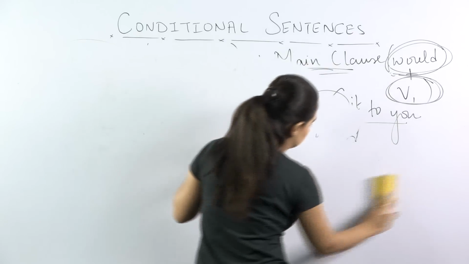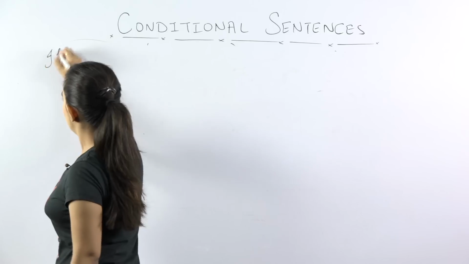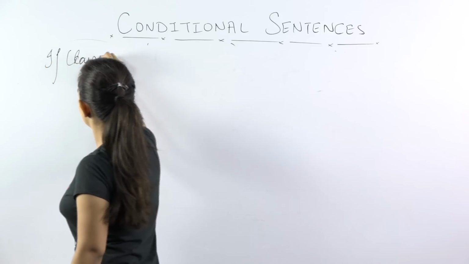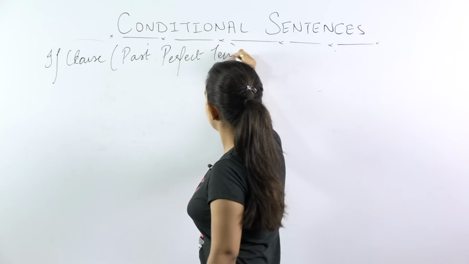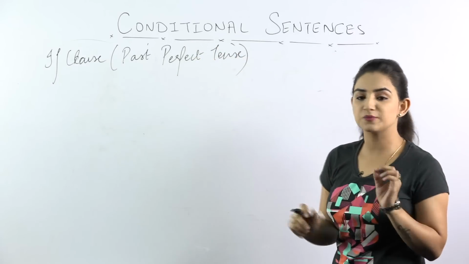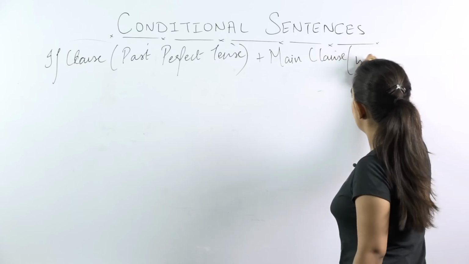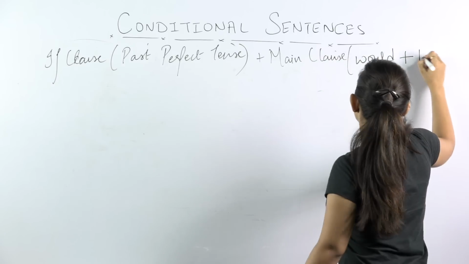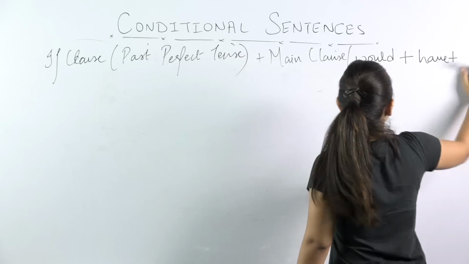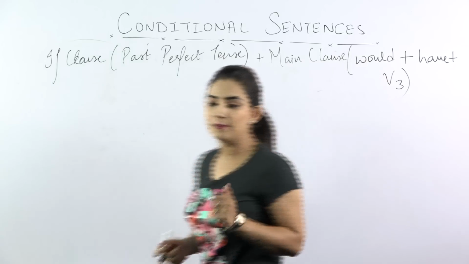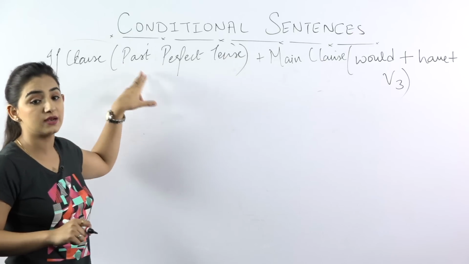Now let's move on to the third condition, and that says if we have if clause in past perfect tense. If we have if clause in past perfect tense, then our main clause will have would plus have plus verb's third form. Now here you write your verb's third form with have. अब यहाँ पर आती है जो आप would have वाली कंडीशन कह रहे थे, वो यहाँ पर कंडीशन फॉलो होती है when you have the if clause given in past perfect tense.